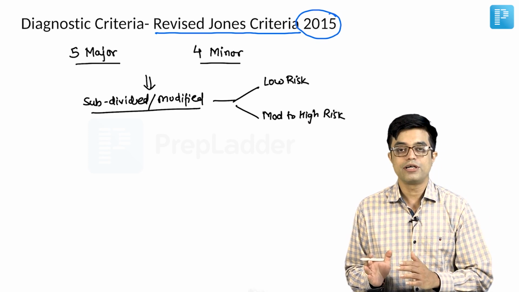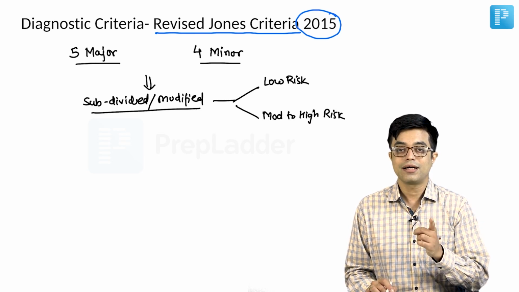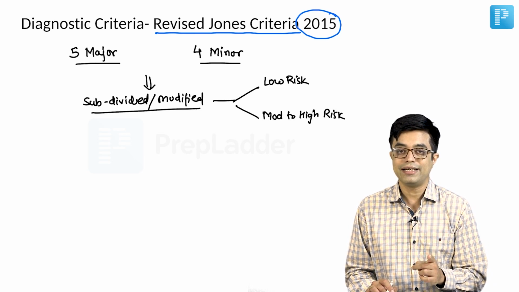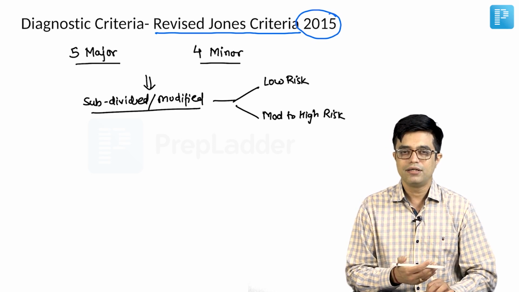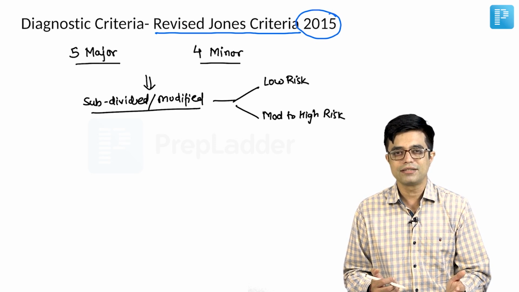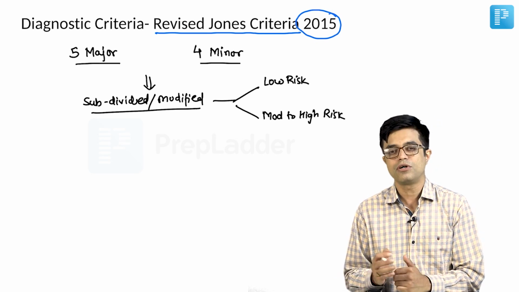Definition of low risk and moderate to high risk has already been asked once in Central Institute Super Speciality exam. Even at PG level, that is in PGI entrance exam, this question was repeated and so it is a potential MCQ even for NEET Super Speciality exam. So look at this table.